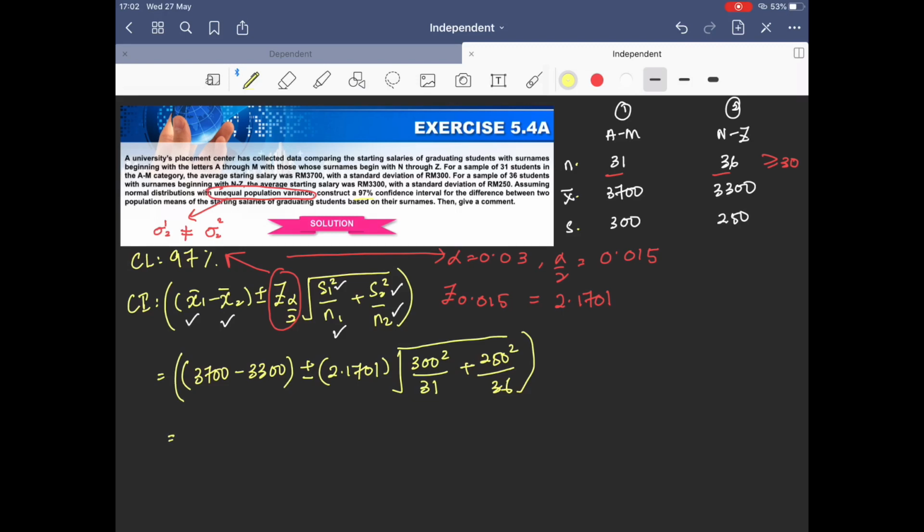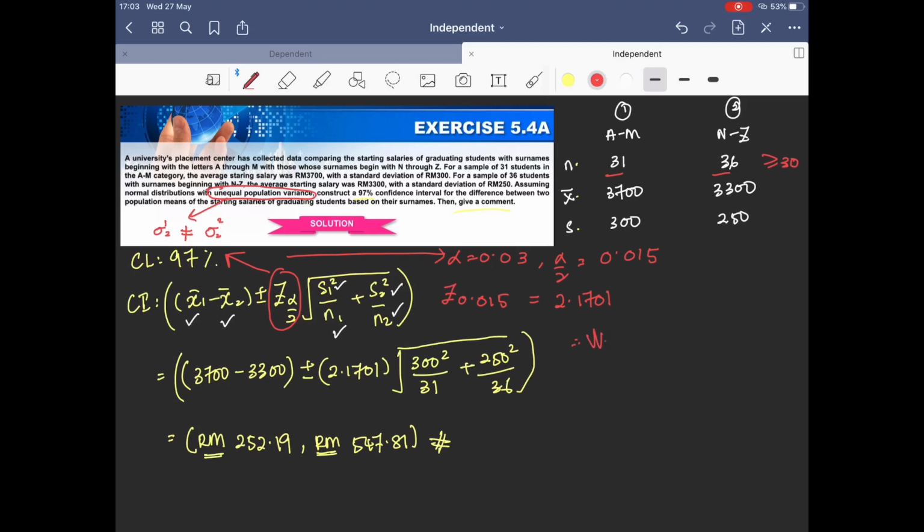You will get the lower boundary is RM 252.19 and the upper boundary is RM 547.81. Because we talk about the salaries, we have the unit RM. So this is your confidence interval. The difference of population means between these two lies between these two confidence limits, and you need to give a comment. So how do you give the comment?